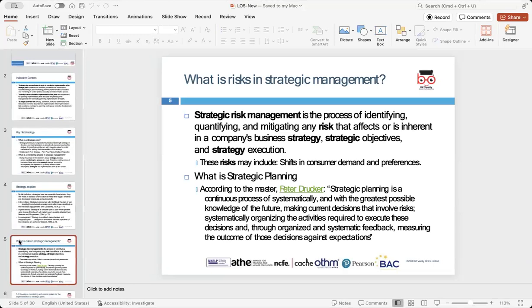What is risk in strategic management? Risk is an inevitable part of strategic management. Strategic risk management is the process of identifying, quantifying, and mitigating any risk that could affect a company's strategy objectives or the executing of its strategy. Risk in strategic management could stem from several sources, including shifts in consumer preferences, technological changes, or market disruptions.